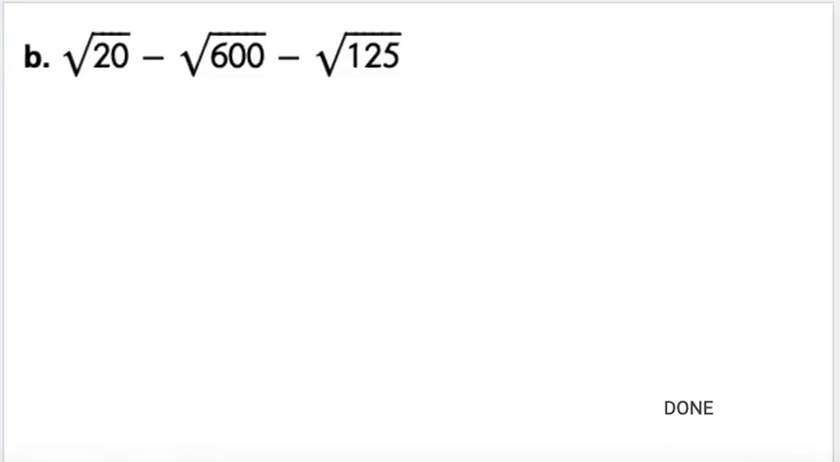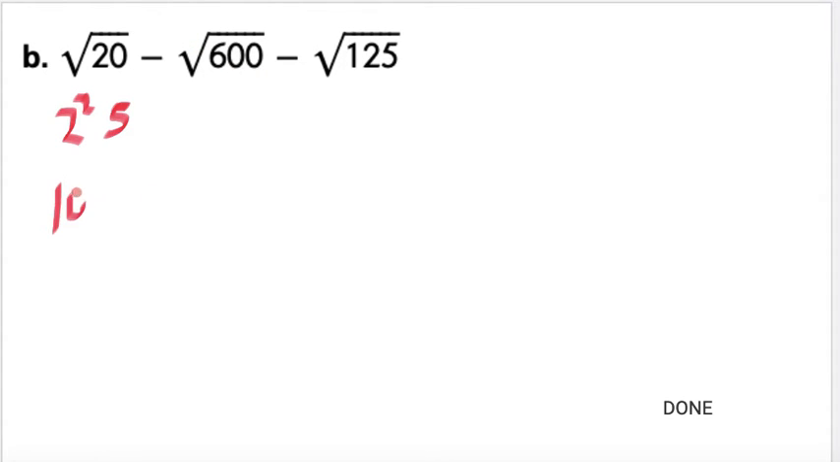All right, one more. Break that down. Click pause, break it down, come back when you're ready. 20 we've already had. 20 is 2 times 2 times 5. So there's 2 2's and a 5. 600, 10 times 10. We need pairs, so that's going to work out. It's 10 times 10, so it's 10 squared times 6.